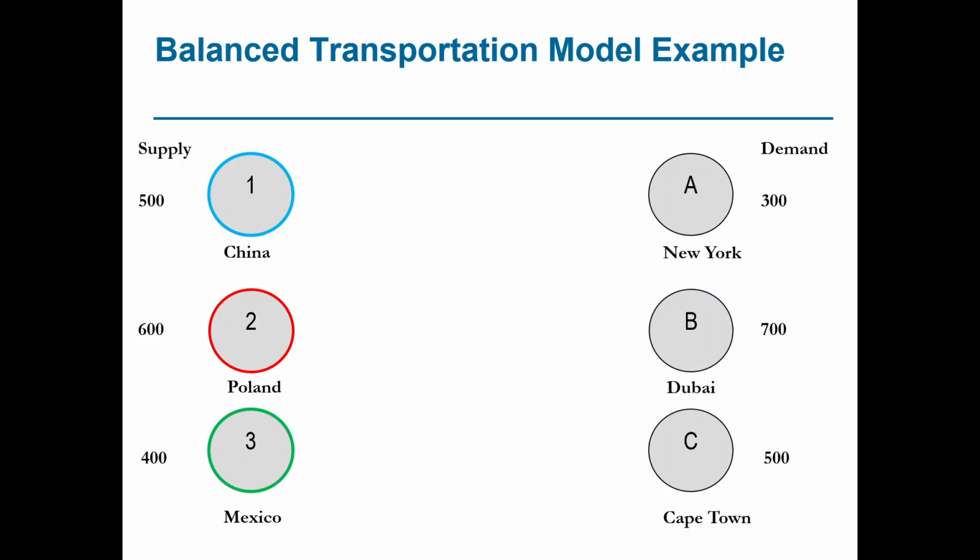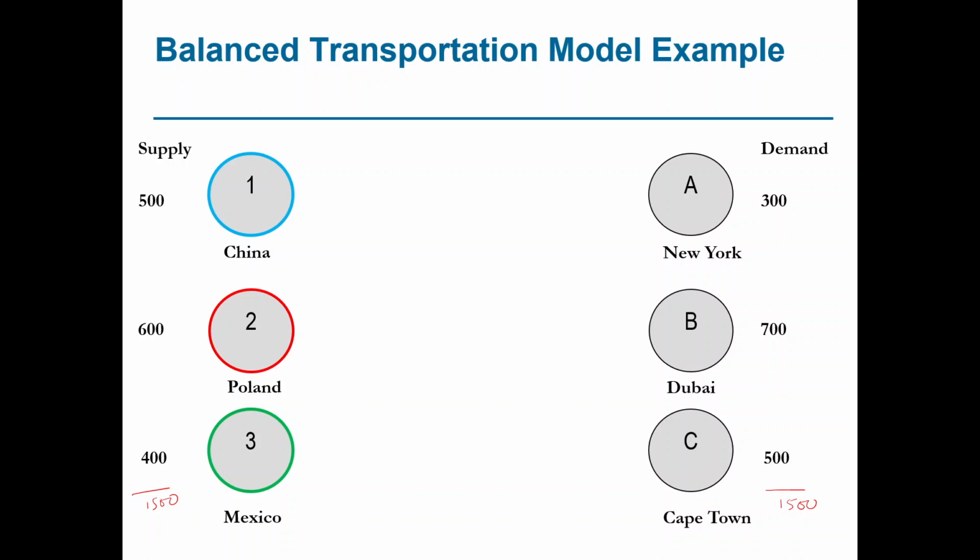On the right hand side, we have demand centers at New York, Dubai, and Cape Town, and the demands are also written on the right hand side. If you sum up the supply, it is equal to 1500, and if you sum up the demand, it is also 1500. Since the demand is equal to supply, this is called a balanced transportation model.